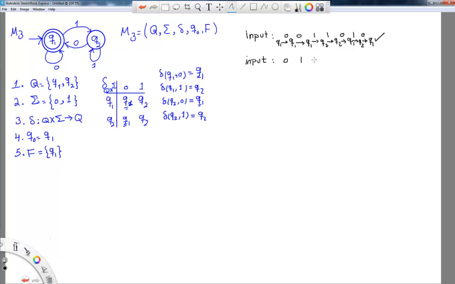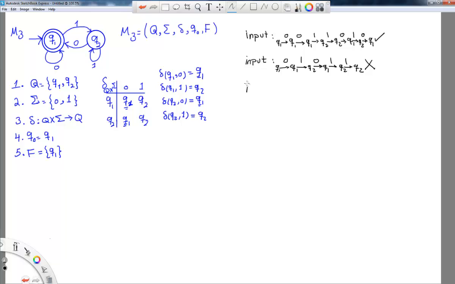0, 1, 0, 1, 1. So we start with Q sub 1. You see a 0, stay in Q sub 1. You see a 1, go to Q sub 2. See a 0, back to Q sub 1. See a 1, go to Q sub 2. See a 1, you stay in Q sub 2. And that is rejected because you did not end up in an accept state.